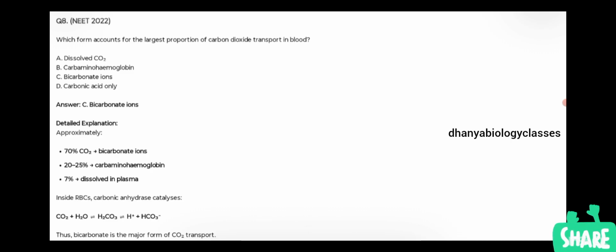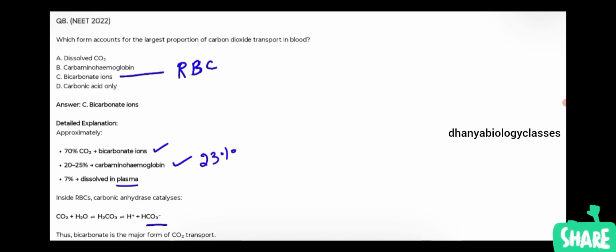Which form accounts for the largest proportion of carbon dioxide transport in blood? The answer is bicarbonate ion, that is HCO3 minus, and this is with the help of RBC. The percentage is about 70%. And 20 to 25% is as carbaminohemoglobin, that is 23% with the help of hemoglobin, and then 7% with the help of plasma.